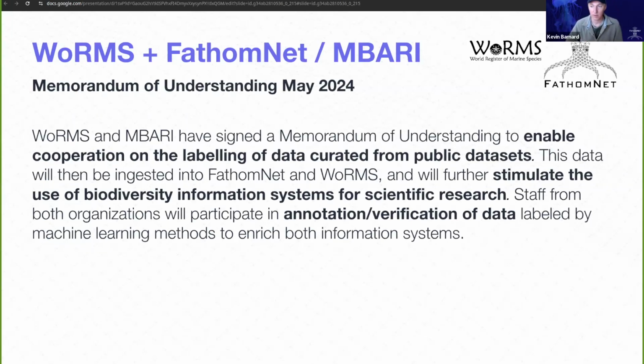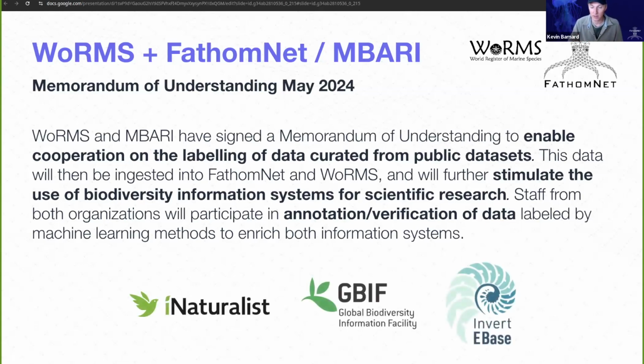So this data, as part of this effort, will be ingested into FathomNet and WoRMS, and will stimulate the use of biodiversity information systems for scientific research. The last component of this effort is that staff from both organizations will be participating in annotating and verifying the data that we will be labeling using machine learning models, right? So in a nutshell, the idea here is that we are going to be looking at external data sets, and in particular, we're looking at iNaturalist, GBIF, and Invertbase for the existing data that they have publicly accessible. We're going to augment that using machine learning, and then both of our teams are going to collaborate on annotating and verifying this data.